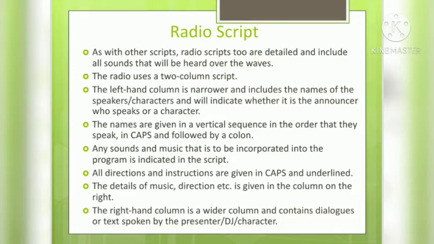The right-hand column is a wider column and it contains dialogues or text spoken by the presenter or the DJ or character. So the left-hand column provides the names of the characters, while the right-hand column provides the dialogues or the text that is spoken by the presenter or DJ or character.